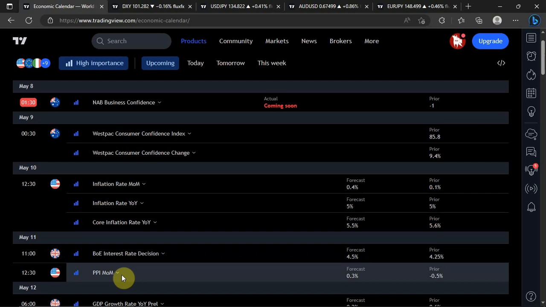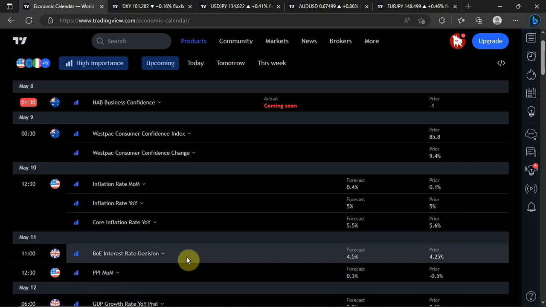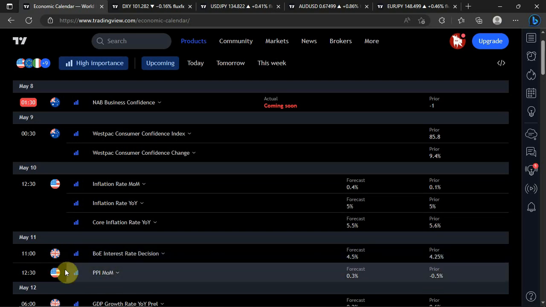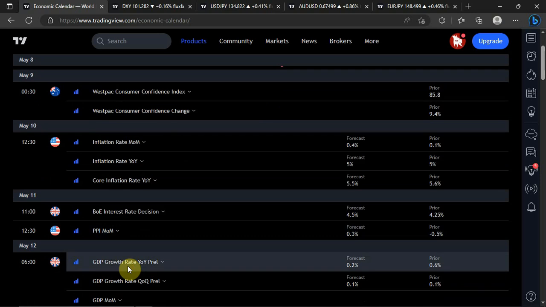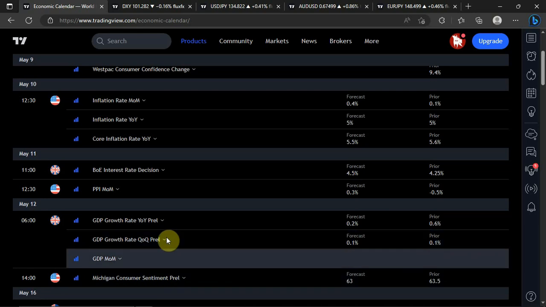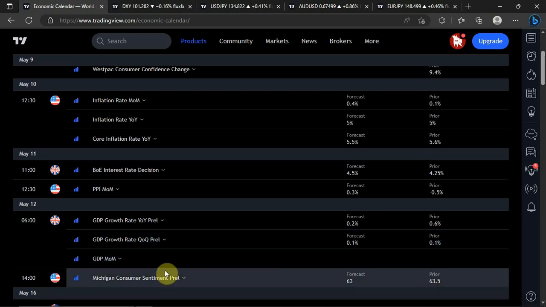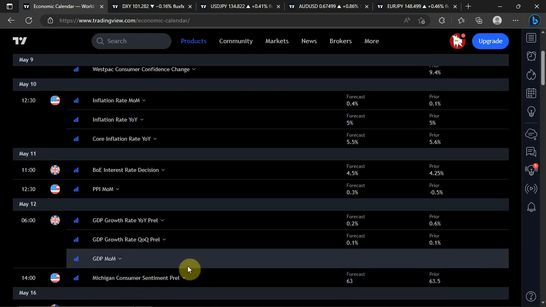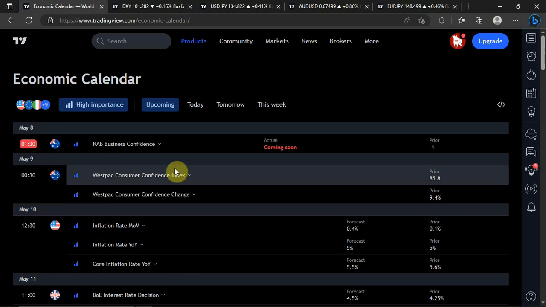And we have the producer price index for USD. Then on Friday we have the GDP growth rate, and we have the USD Michigan sentiment. So that is just that for next week. All these you are seeing here are for the following week. I just want us to look at Monday to Friday so far as the new week is concerned. So that is just that for the economic calendar.